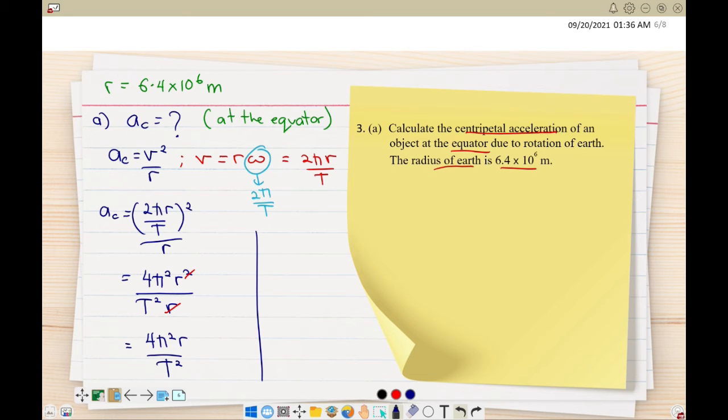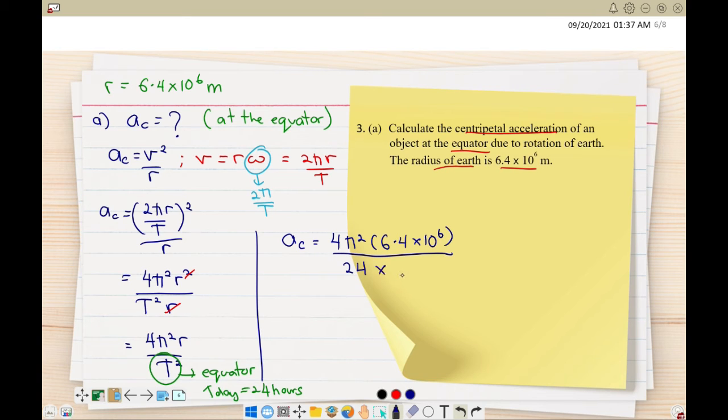And how about your period? Where do we find the period? Okay, this T, we have to refer to the word equator. Because at the equator, one day, one day equals 24 hours. Okay, 24 hours. So we can find its period for one rotation. So I will substitute. AC equals 4 pi square, and radius is 6.4 times 10 to the power of 6, over the period. Our period is 24 hours times 60 minutes times 60 seconds, so it is 86,400 seconds for one day. But don't forget we have the square.